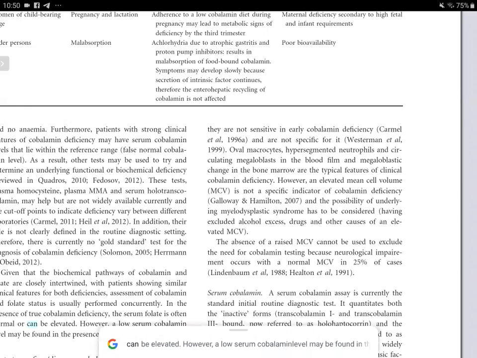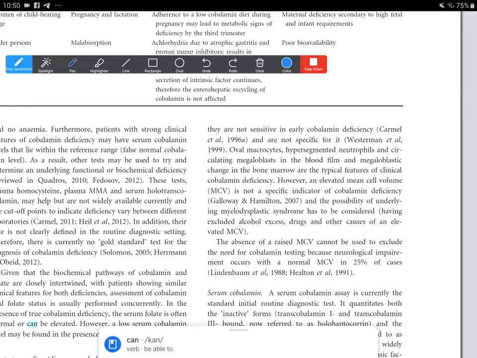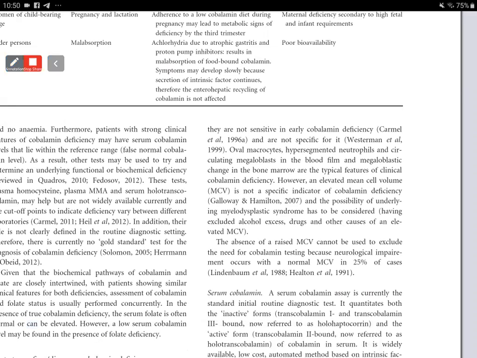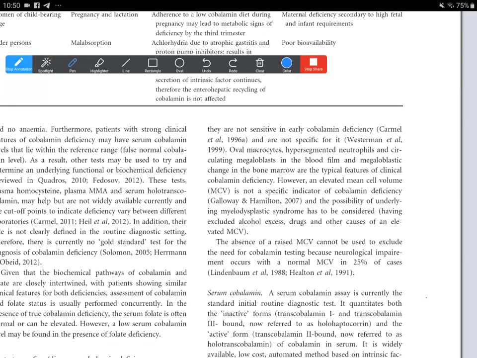Whenever we come across a raised MCV, we need to exclude not only megaloblastic anemia, but also myelodysplastic syndrome and alcoholism, and also drugs. Certain drugs may also cause a raised MCV, of course those drugs which interfere with folate and B12 metabolism, either directly or indirectly.